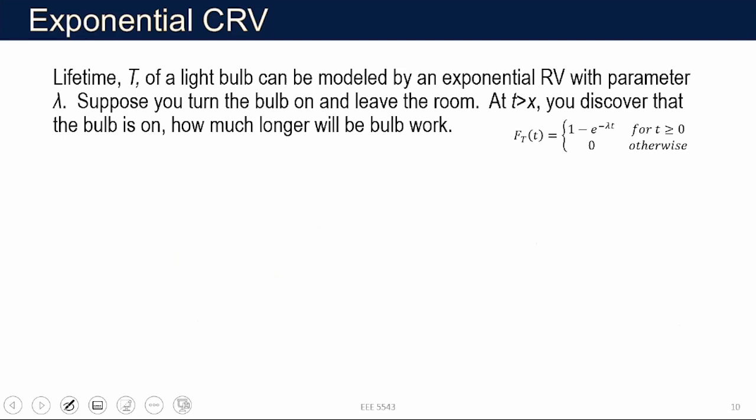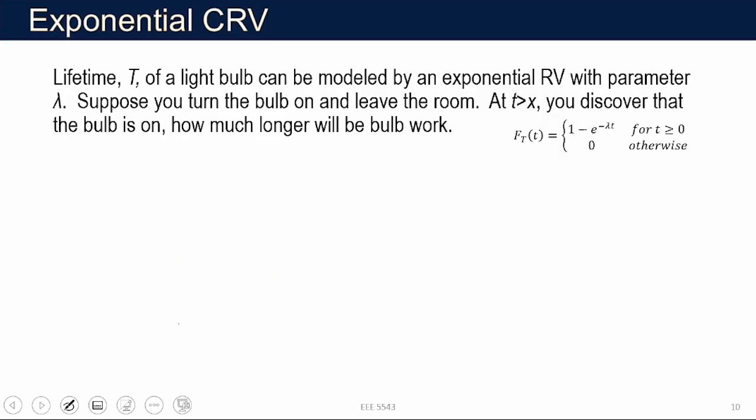So here we have an example of a light bulb, and it has some characteristic time until it burns out. That can be modeled as an exponential random variable with parameter lambda, and we've turned on the light bulb in a room and we've left. We come back sometime later, and the light bulb was on, so we would like to know, okay, how much longer will this light bulb operate?